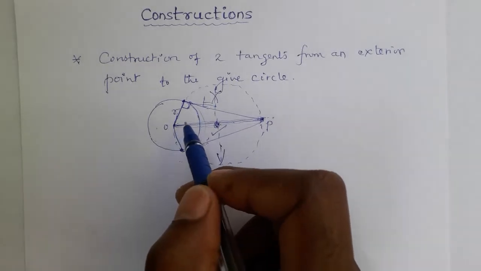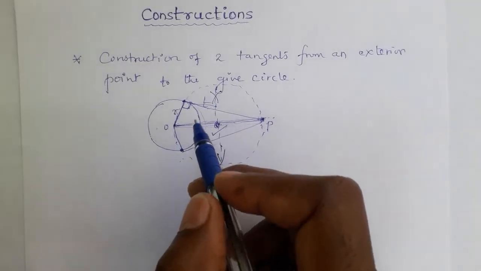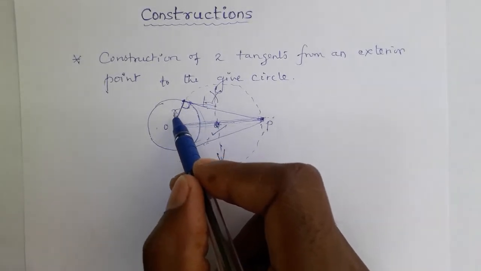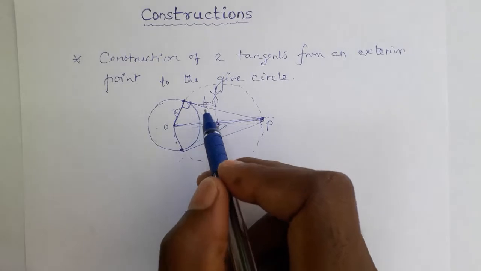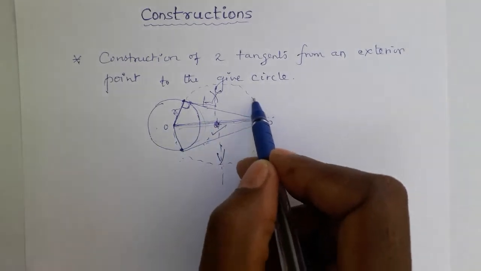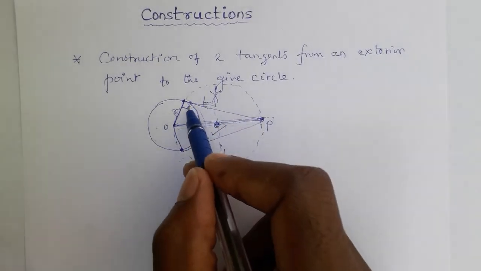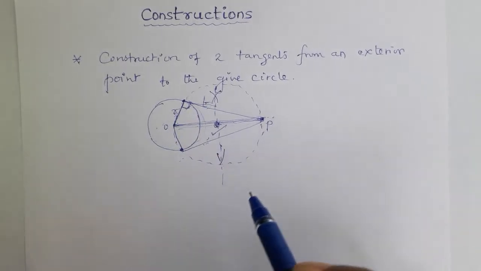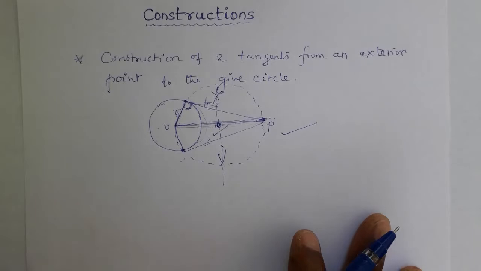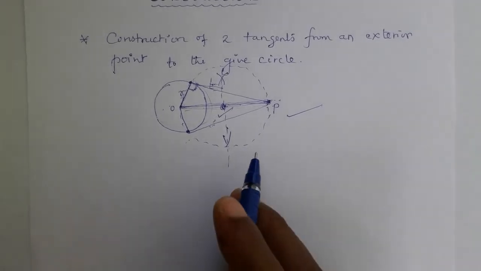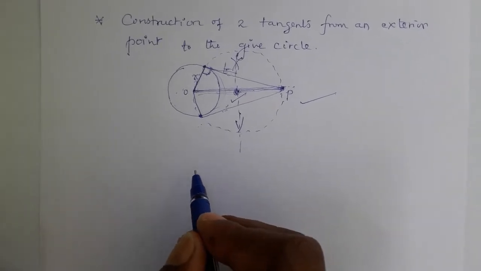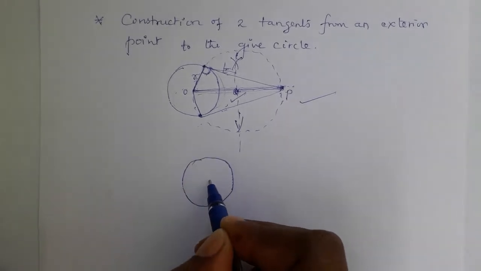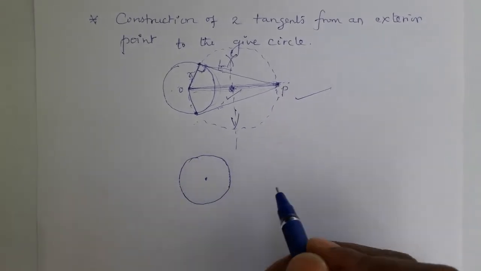You know that one more theorem in tangents explains that radius and tangent are always at 90 degrees. So this is 90 degrees because of radius and tangent, and this is 90 degrees because of the diameter. For the smaller circle, radius and tangent are always perpendicular to each other, so you can construct two tangents from an exterior point.